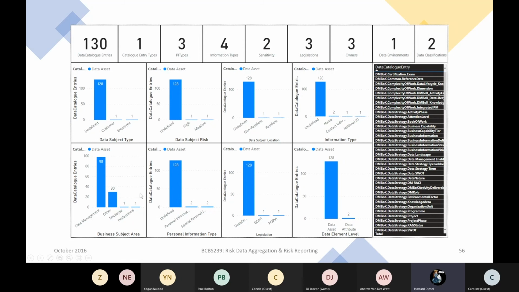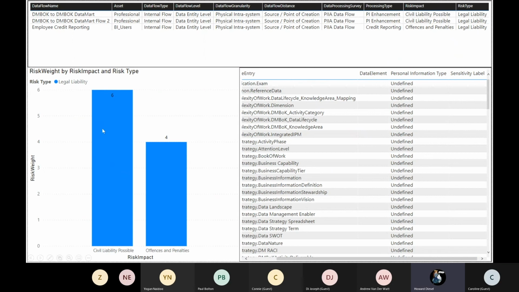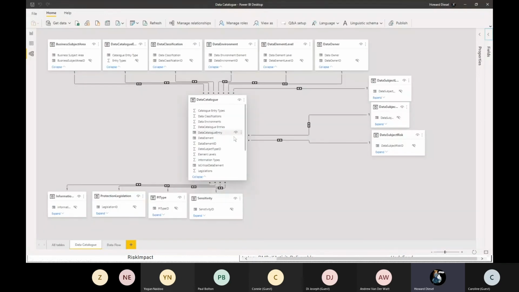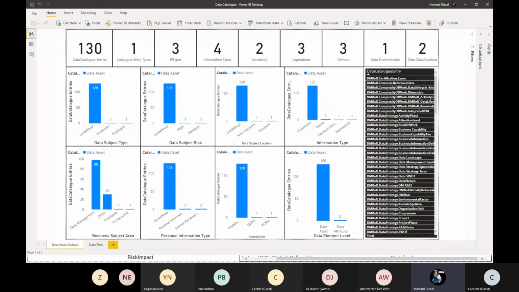All right, so from there we go to our data flows, and this is just a reporting of the data flow. So by data flow, I can then understand what data assets are involved with the flow, and then what's the impact and the weight. So just to give you a quick demo there in terms of Power BI, here's my Power BI dashboard.